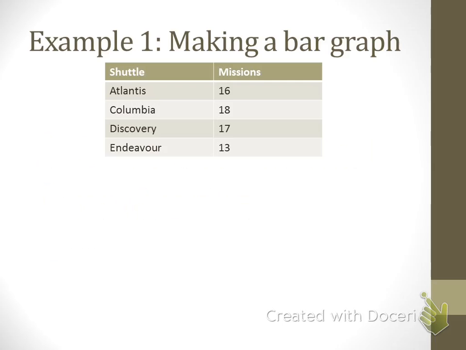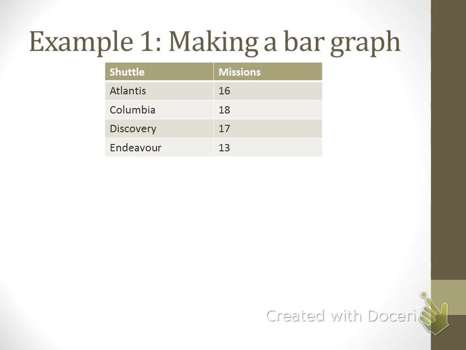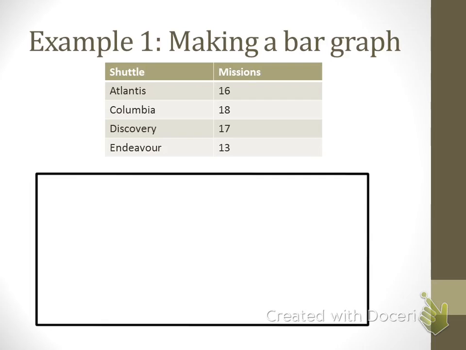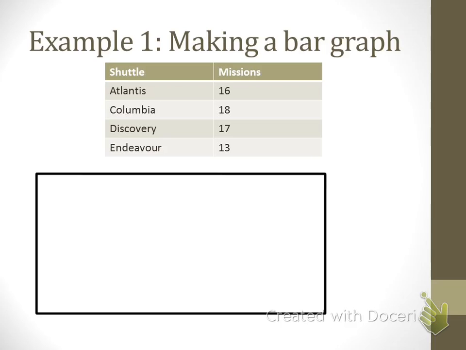Alright, so today we are talking about how to make a bar graph. So we, first of all, have to start off. Go ahead and draw a box on your paper, please. A decent size. Okay. Now with a bar graph, the first thing you need to know is that you need to have horizontal grid lines.